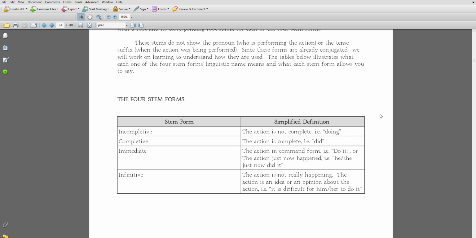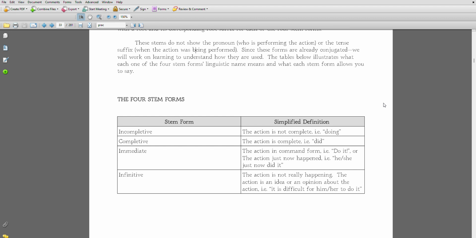The incompletive stem form. This means that the action is not complete. So, for example, doing. You will use this stem to say was doing, is doing, or will be doing, among other things. The completive stem. This stem means did. So the action is complete or over and is done fully.